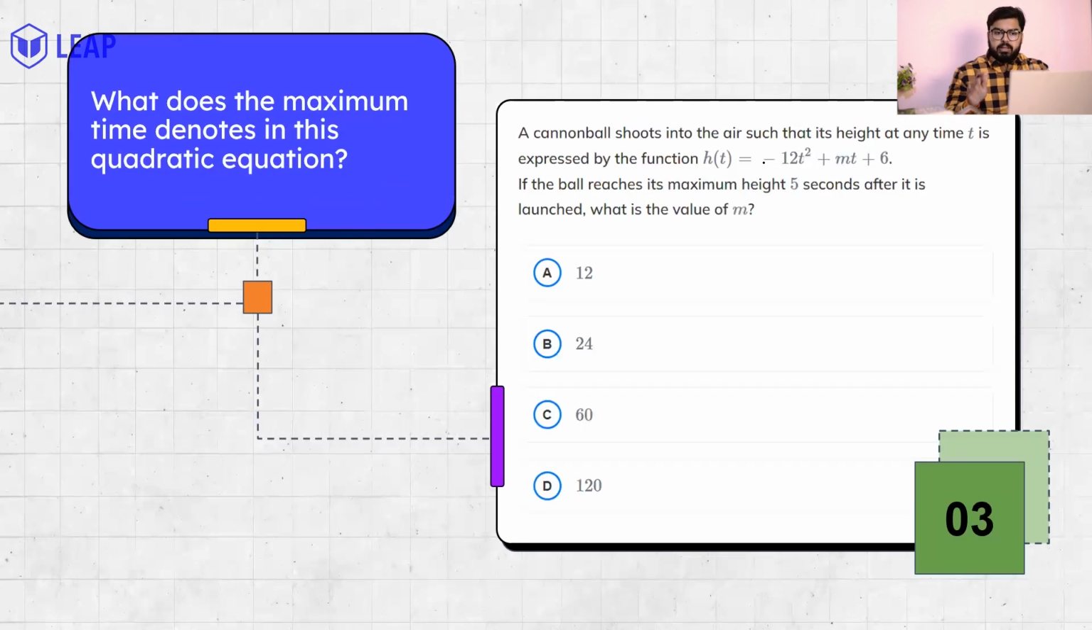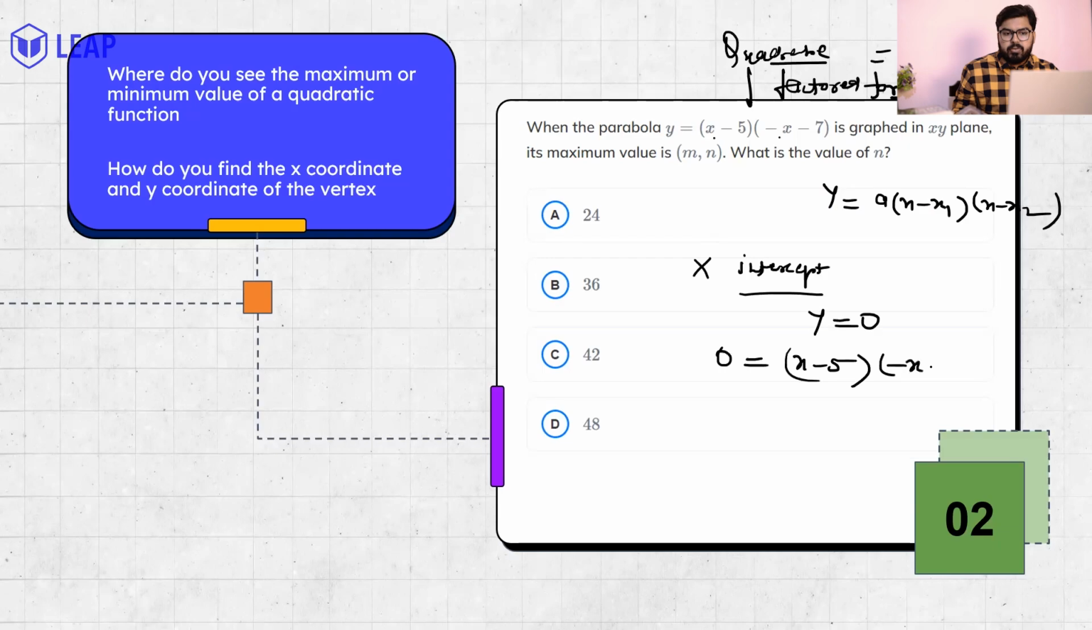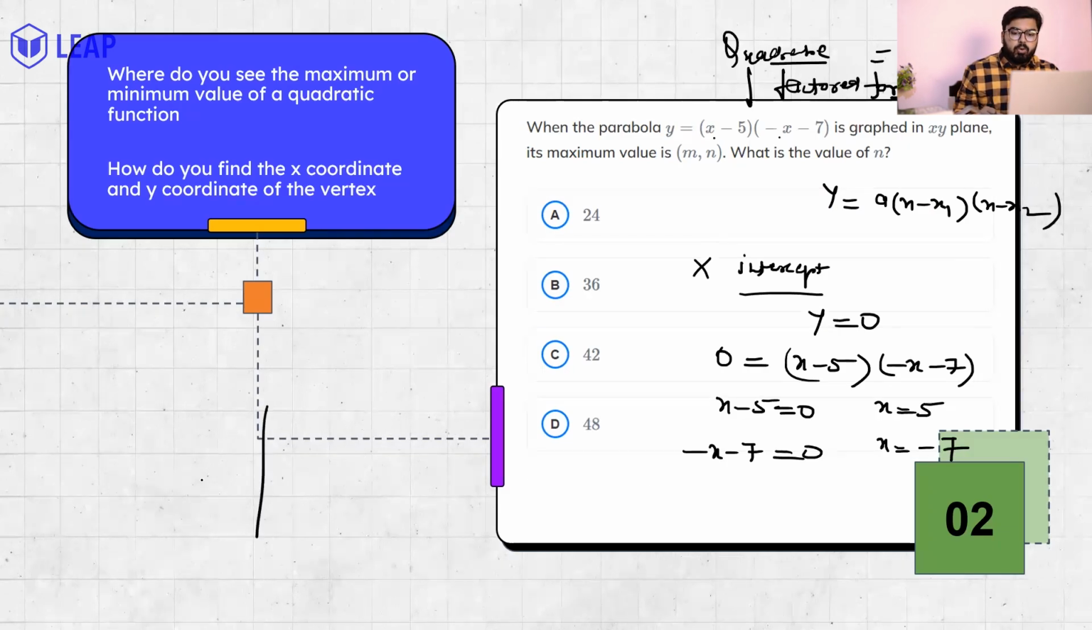Now, see, I'm telling you an easy way. If I ask you that from this factored form, you just need to find the x-intercepts of the parabola, how do you find the x-intercept? By putting y as 0. So if you put y as 0, you can directly get the x-intercept. Which means either x minus 5 can be 0 or minus x minus 7 can be 0. Means x can be 5 or x can be minus 7. These are the x-intercepts of the parabola, minus 7 and 5.